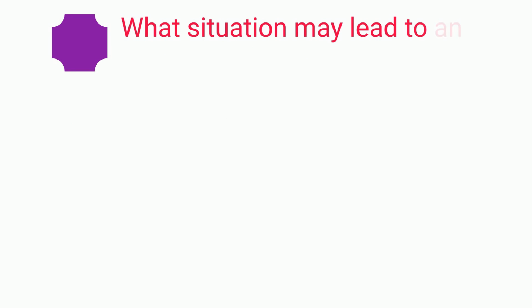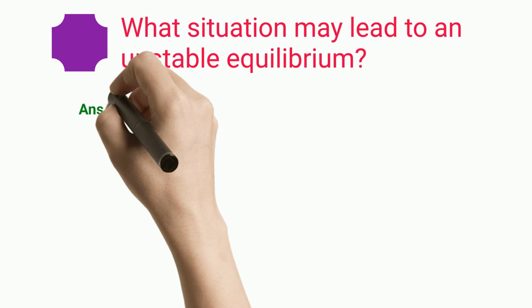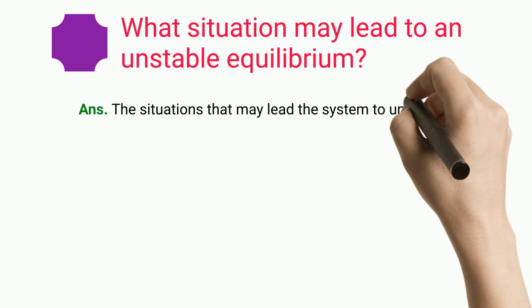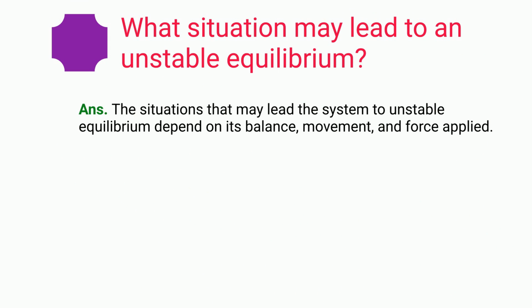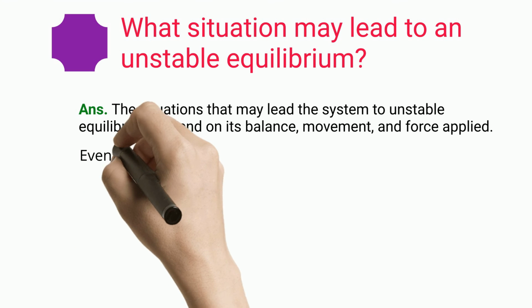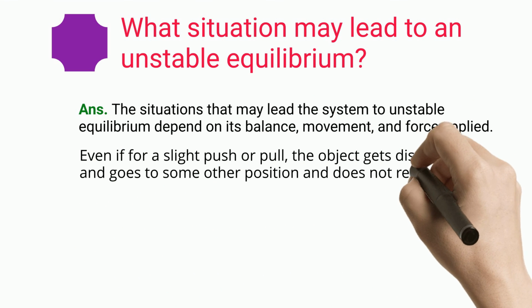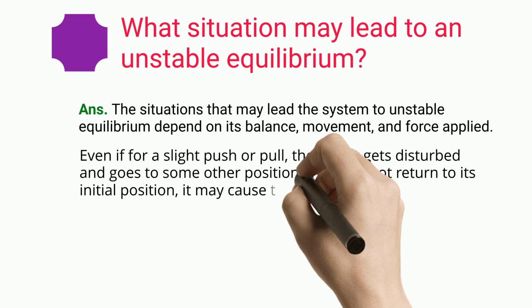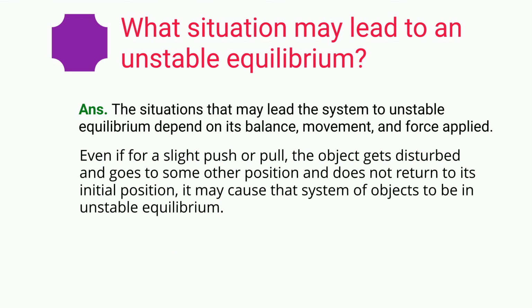What situation may lead to an unstable equilibrium? The situations that may lead the system to unstable equilibrium depend on its balance, movement, and force applied. Even for a slight push or pull, if the object gets disturbed and goes to some other position and does not return to its initial position, it may cause that system of objects to be in unstable equilibrium.